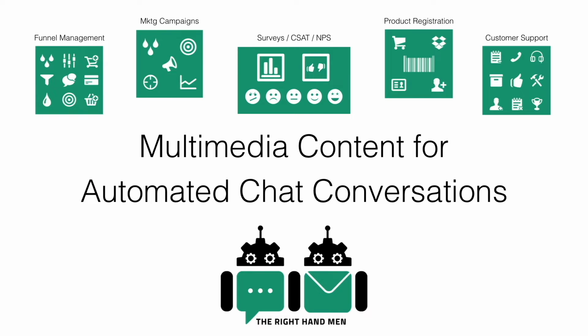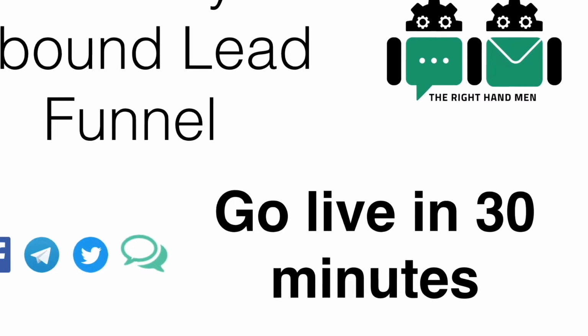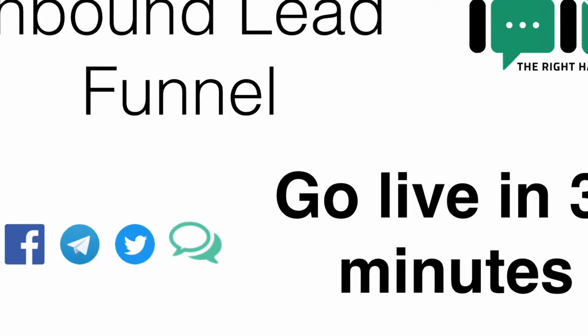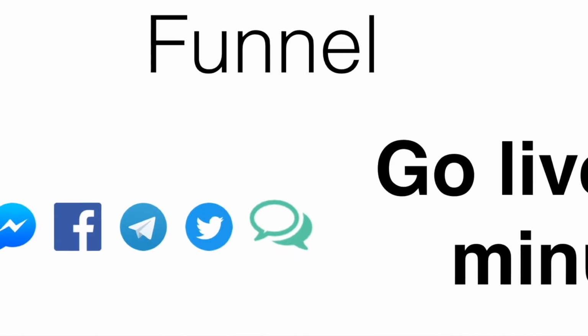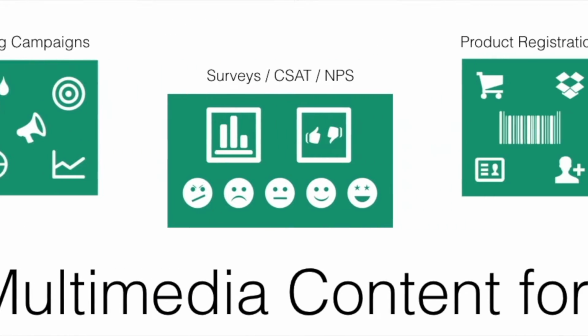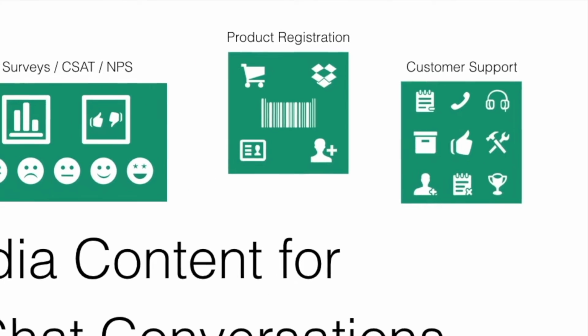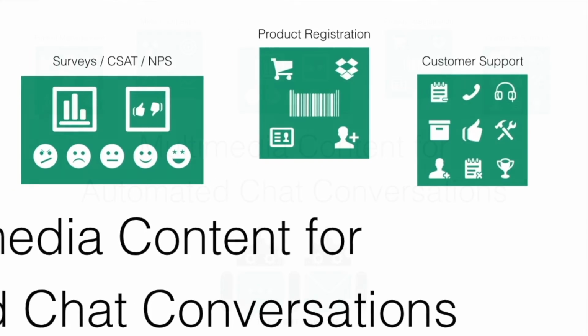Check out the description for links to videos on how to get started, how to map your digital channels like Facebook business page, Twitter handle, Instagram account, or even your website's chat functionality, so that you can exploit automation to implement funnel management, sale enablement, customer registration, or even execute post-sale operations like customer support or capture CSAT and NPS with automated feedback surveys. Let's get started.